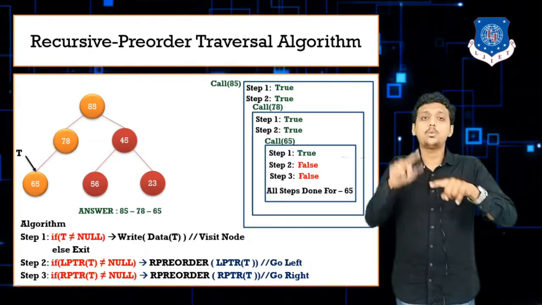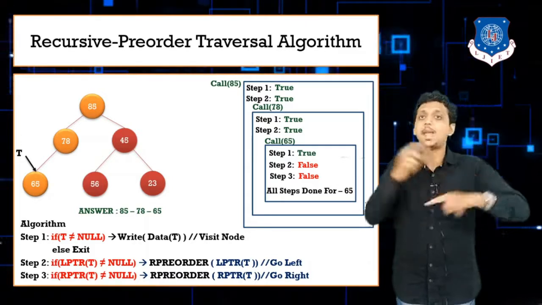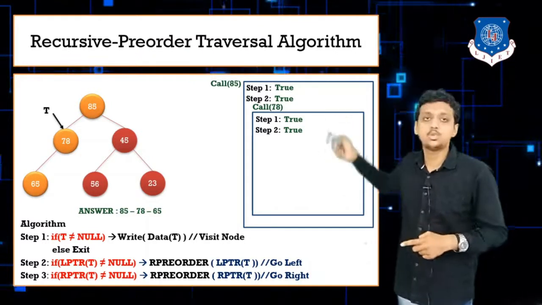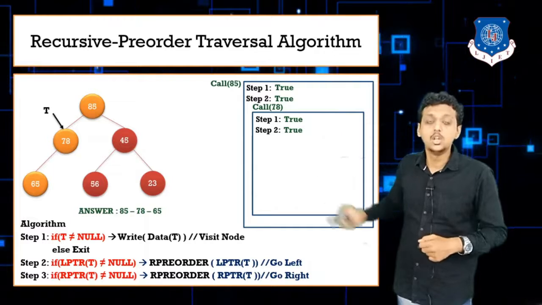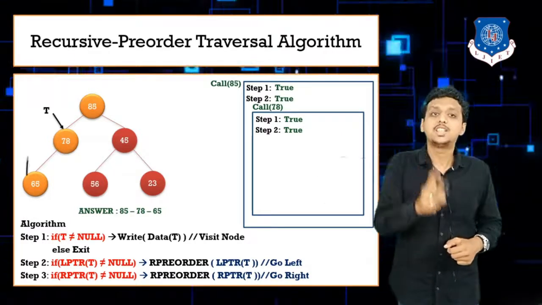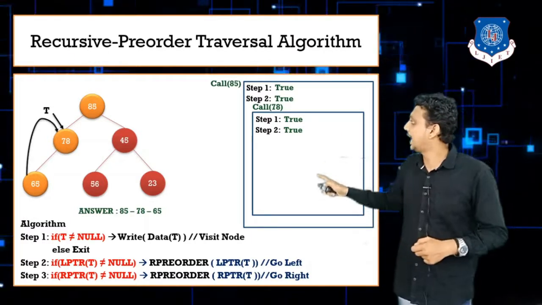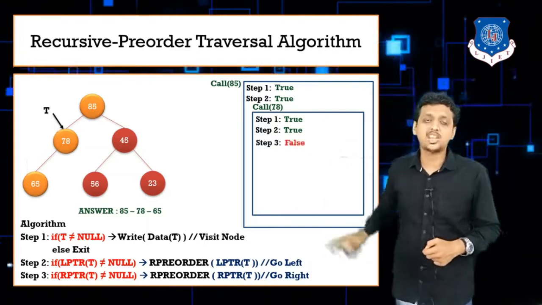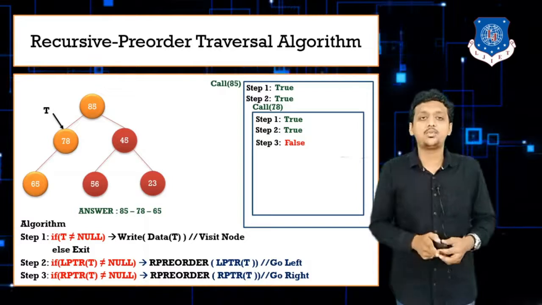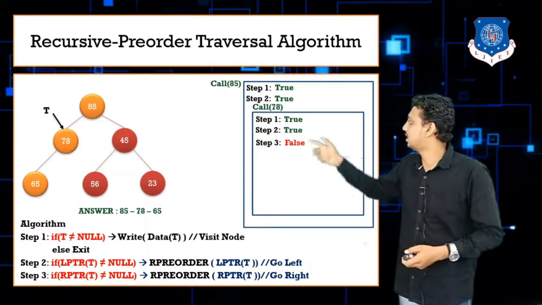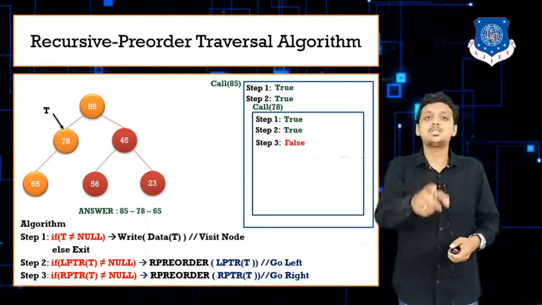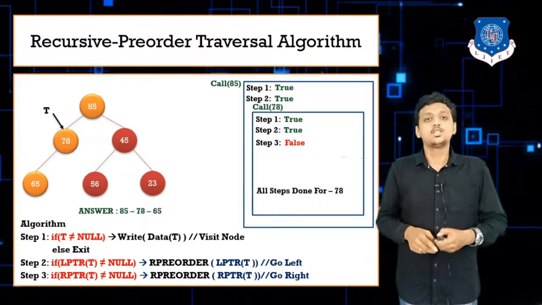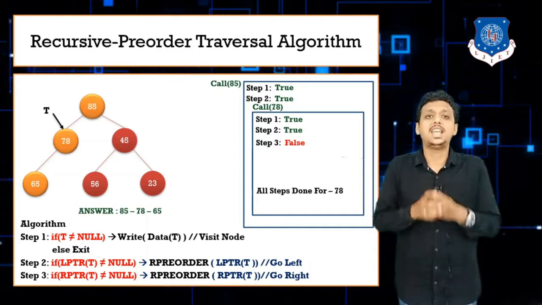So your control from the calling function 65 gets back to 78. See, here we have completed only 2 steps, step number 1 and step number 2. We still need to complete step number 3. So your control gets back to 78. T is pointing to 78 now, and you are going to write down step number 3, which is RPTR of t. That becomes false again because there is no node on the right side of 78. That's why all steps for 78 are completed successfully. So all steps are done for 78.